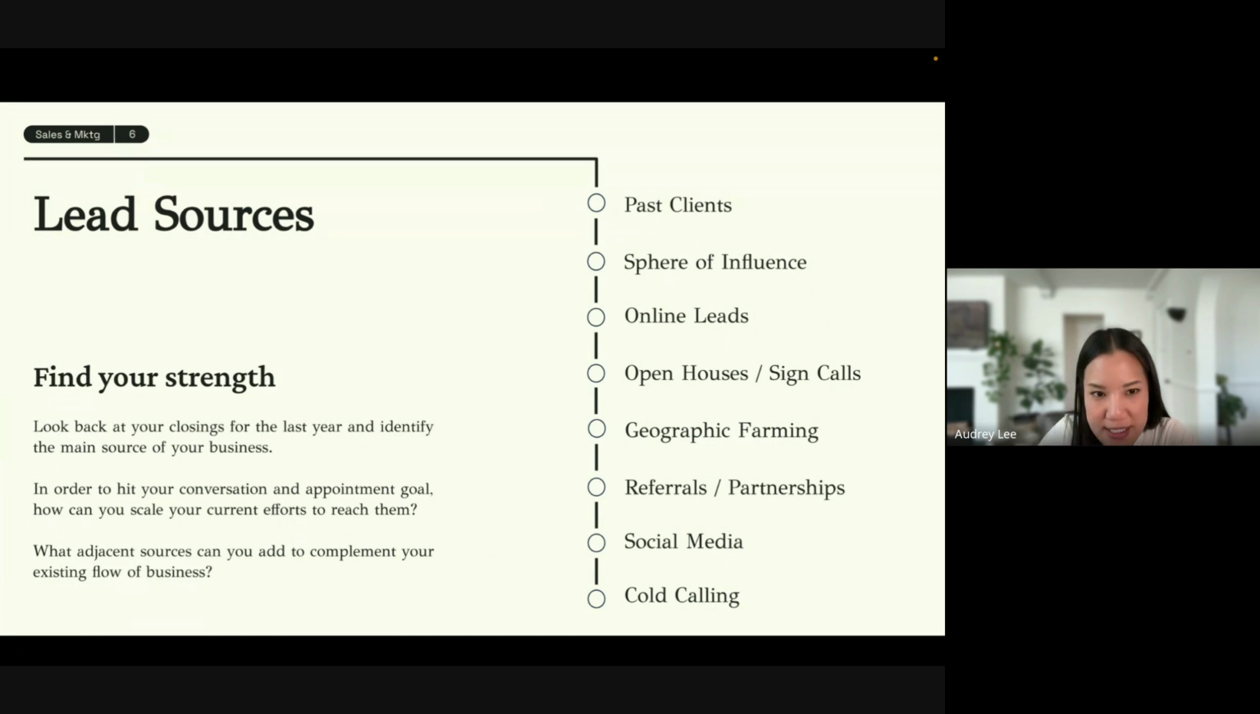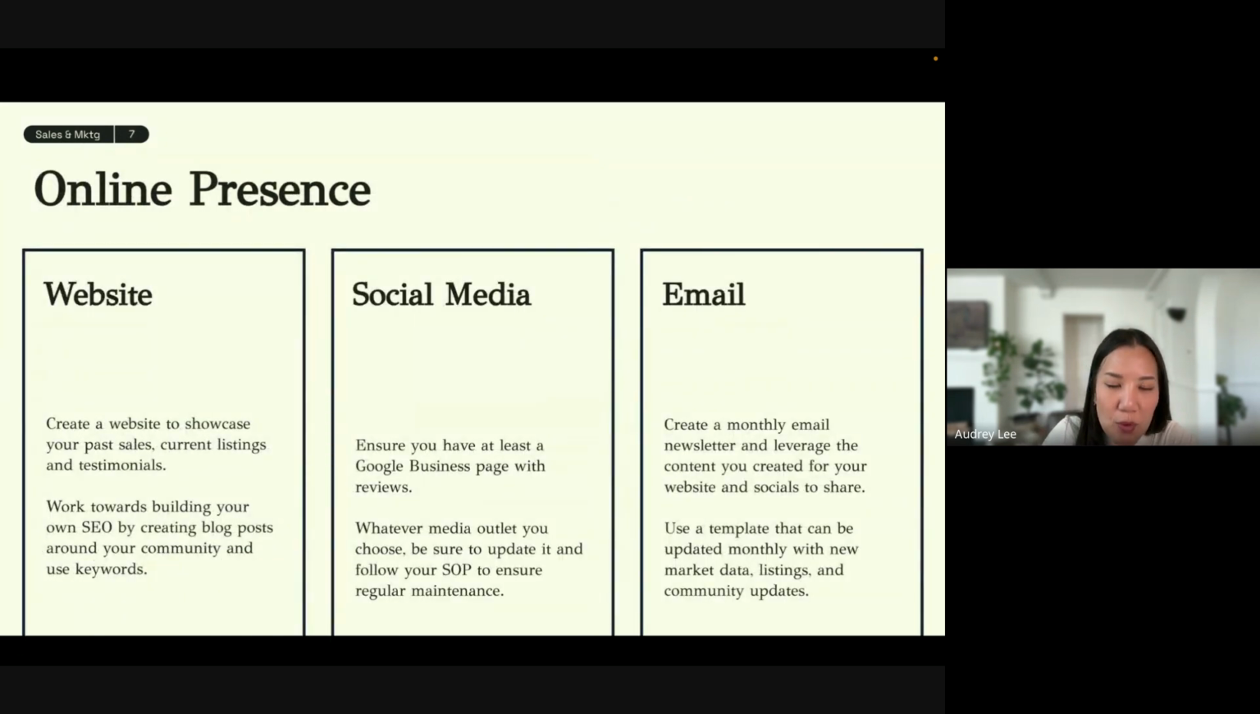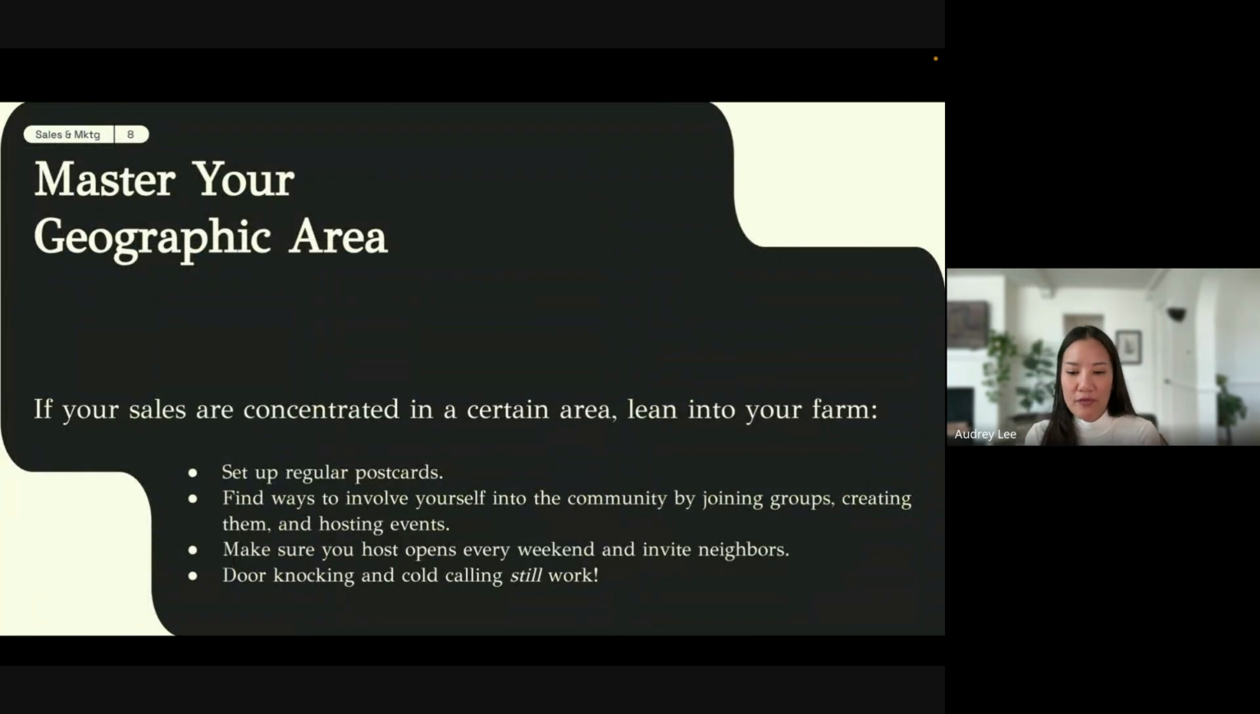Yeah. So the reason I ask is because, skipping over to the geographic area, if you did have a specific area that you already had a lot of business in, it does make sense to lean into that and either set up regular postcards and create that farm for yourselves. Is that something that does interest either of you, because you love maybe where you live and you see that there's a lot of opportunity there?